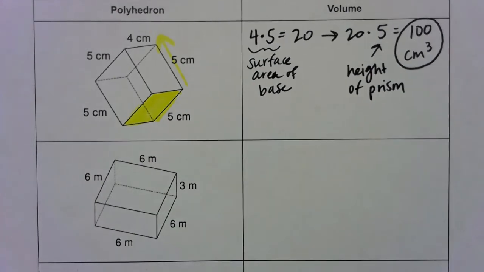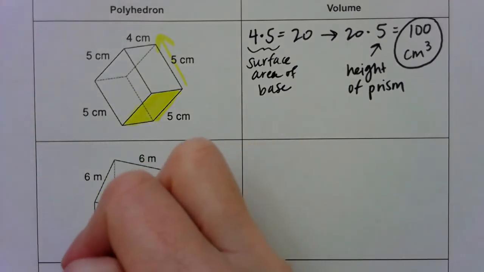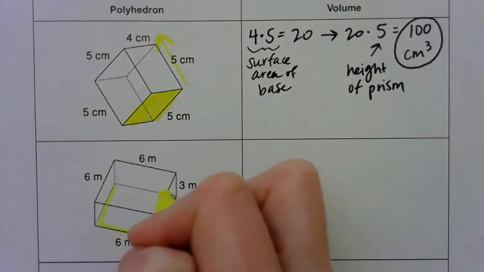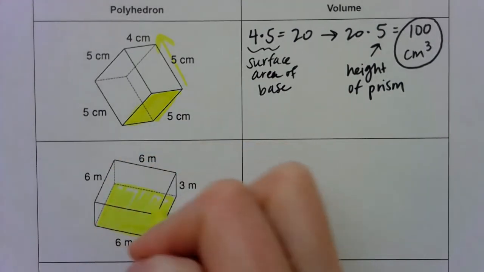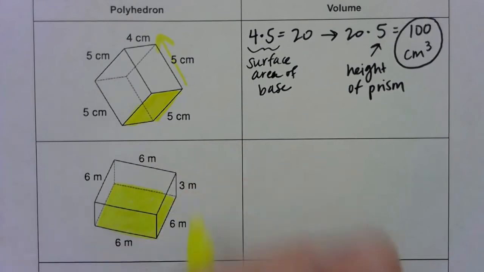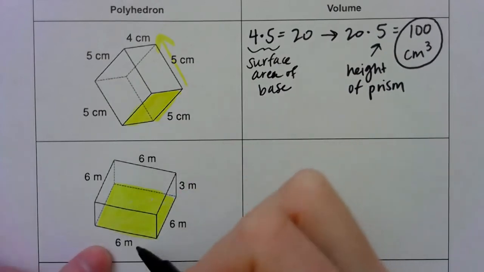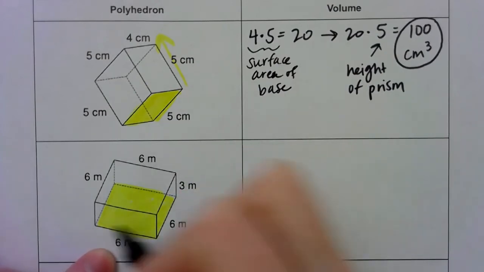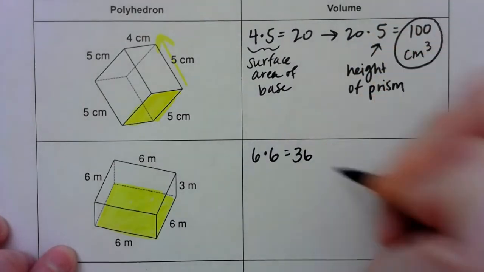So again, since it's a rectangular prism, you can designate any of the faces the base. So to me, it looks like this one is kind of on the bottom of the prism. So that's what I'm going to use as the base. So the surface area of the base, or you can think base layer of the cubes, that first layer would be 6 by 6. Okay, so 6 times 6 gives you 36.